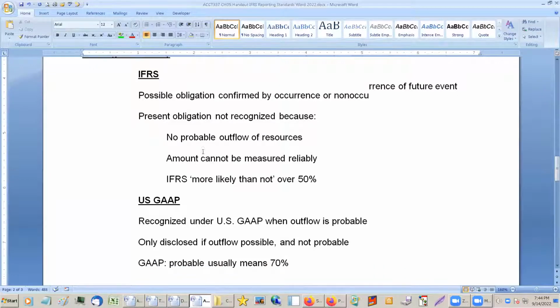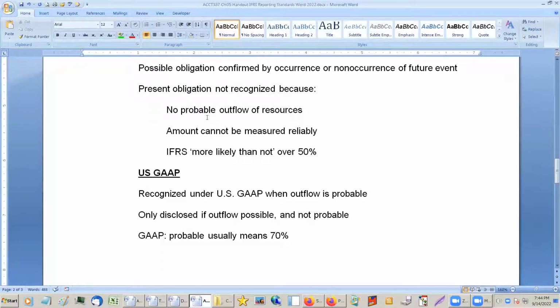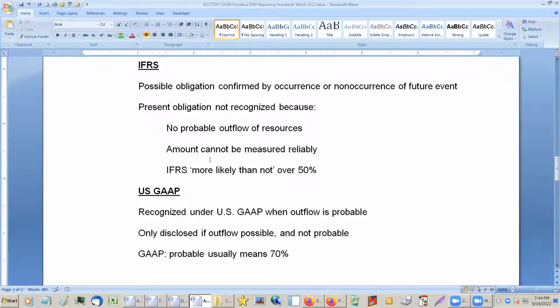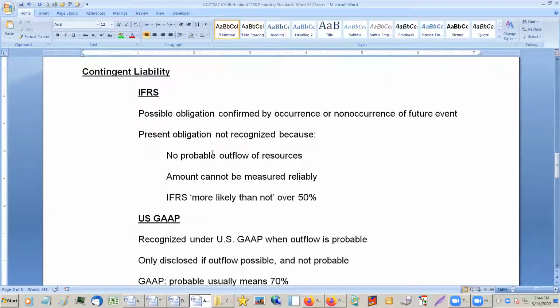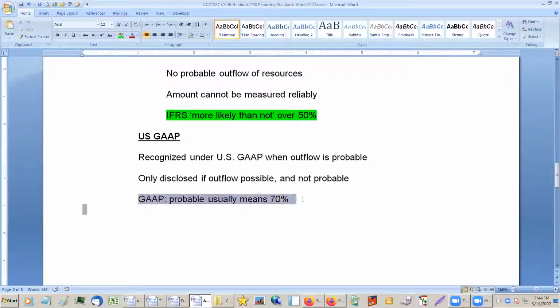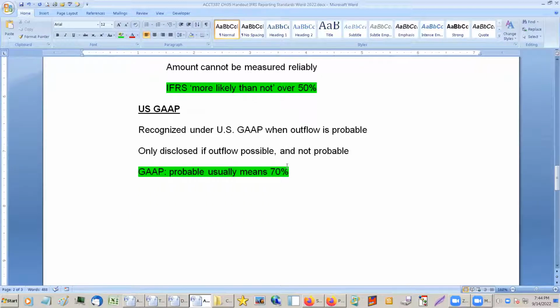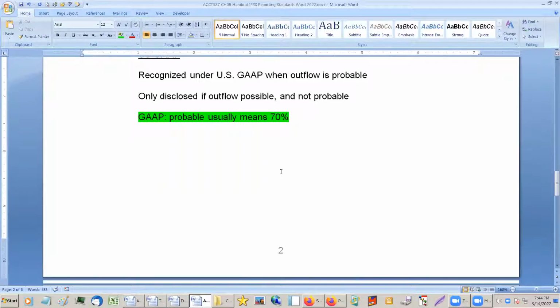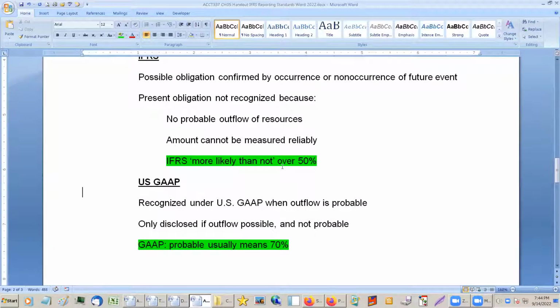Okay. So when it comes to contingent liabilities, there are a few things that are different. When you talk about probability, it's more likely than not for IFRS. And yes, I don't know how they came up with this, but it's 70%. Why isn't it 71% or 64%? I don't know. But this is what it is.